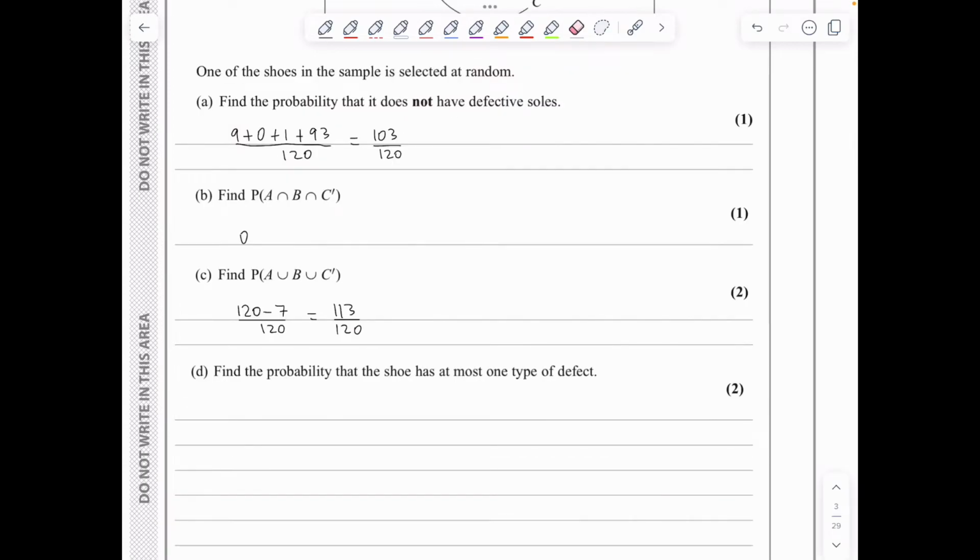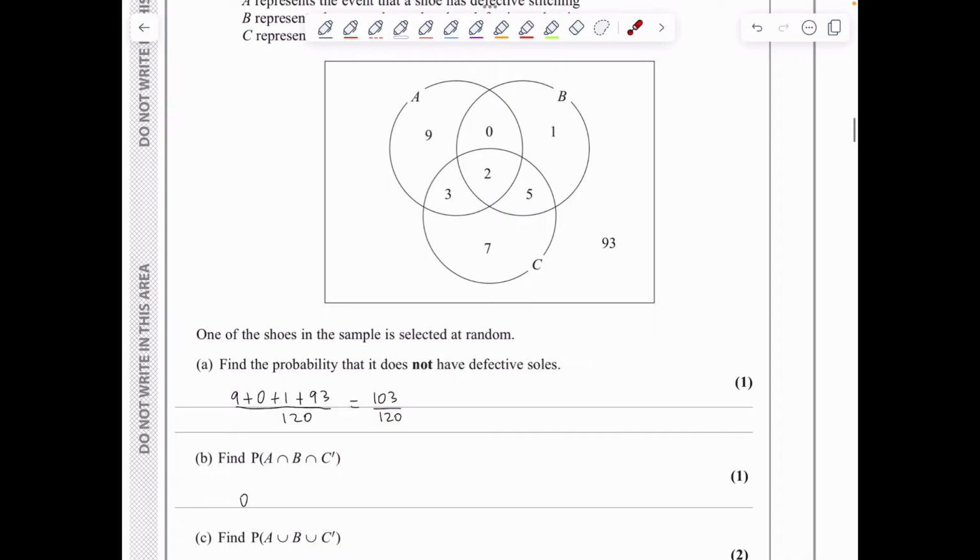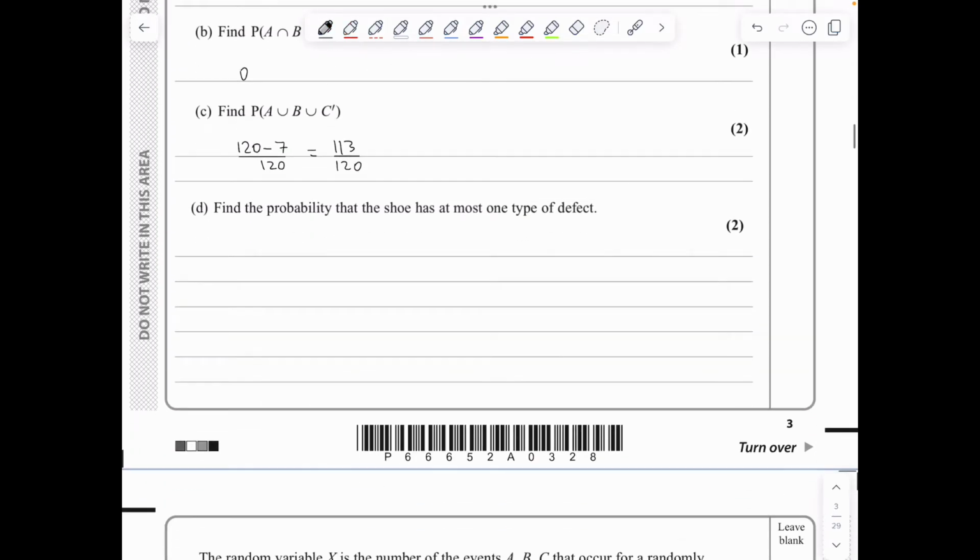In part D, we need to find the probability that the shoe has at most one type of defect. So we certainly want the 9 that have only A defect, the 1 that has only B defect, and the 7 that has only C defect, as well as the 93 with no defects. So we will simply do 9 plus 1 plus 7 plus 93, and all of it over 120, and this gives an answer of 11 over 12.